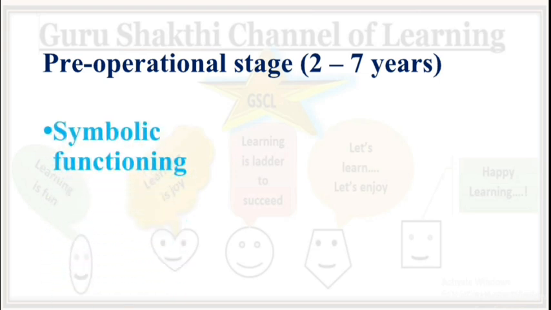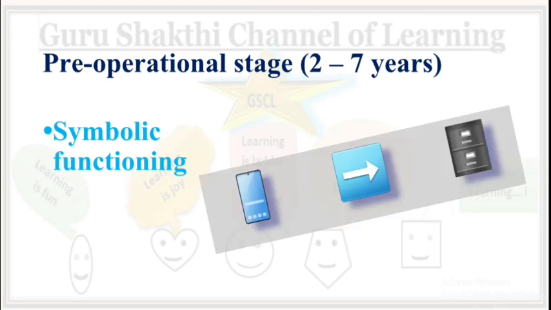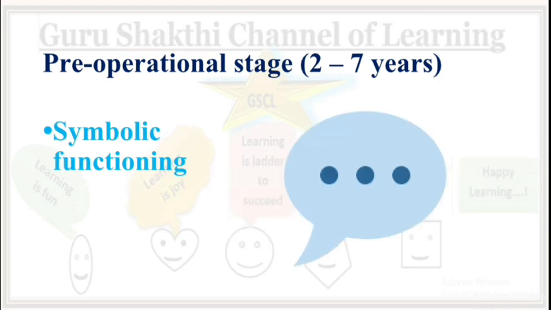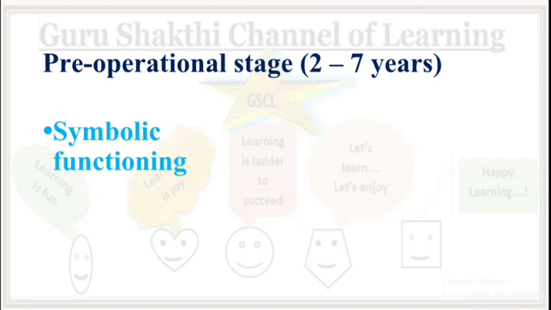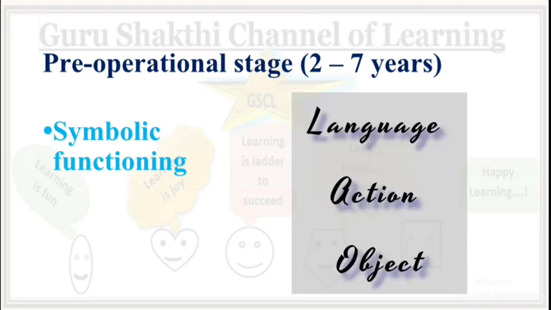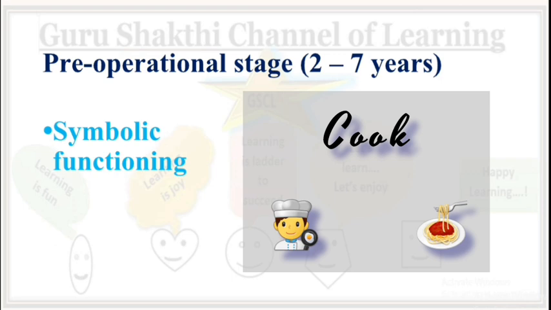Symbolic functioning. The child starts to represent one thing with the help of another thing. Example, it might use any kind of rectangular object as mobile and pretend speaking over it. They start to understand the connection between language, actions, and objects.